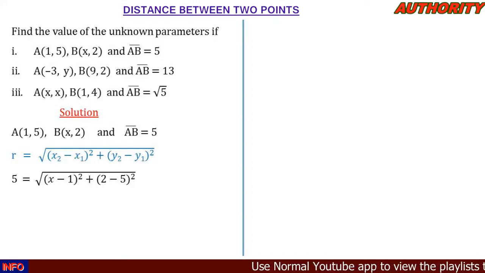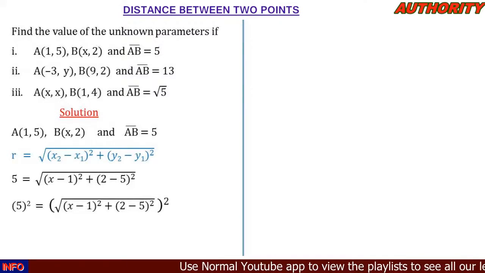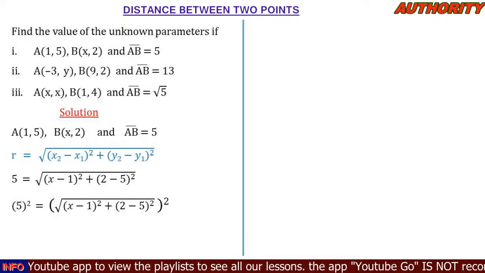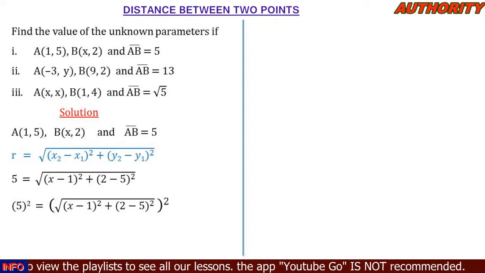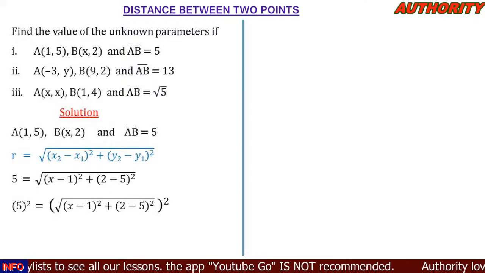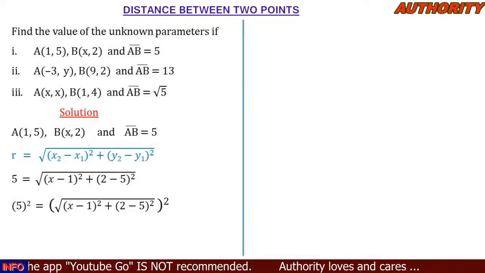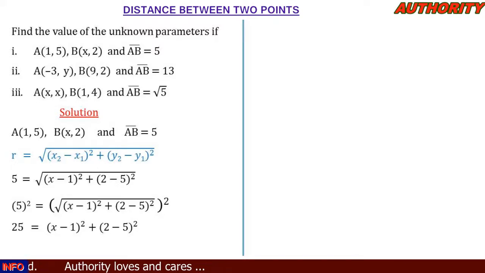Let's take the square of both sides. That means you're going to have 5 squared is equal to the square root of (x minus 1) squared plus (2 minus 5) squared, all squared. So 5 squared, we're going to have 25. That is 5 times 5, 25. And then in the right hand side, the square is going to cancel the square root. Okay, so that means we're going to have 25 is equal to (x minus 1) squared plus (2 minus 5) squared. You get it right?